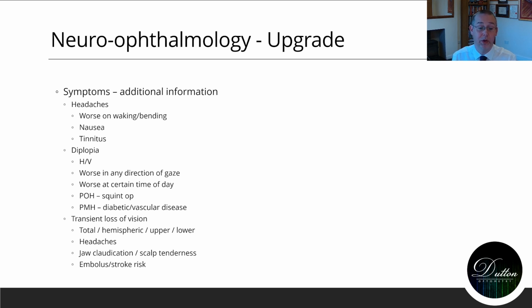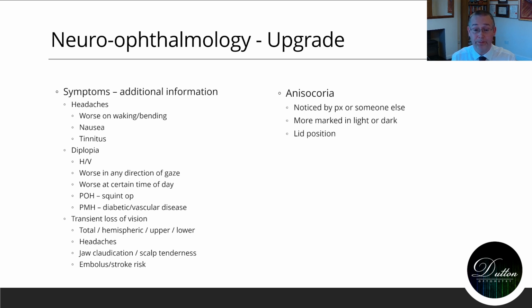And transient loss of vision, so which aspect of the vision is affected? Is it total visual loss, hemispheric, upper, lower? Any headaches associated with it? Jaw claudication and particularly scalp tenderness are really important to record to exclude giant cell arteritis. And other patients at an increased risk of embolus or stroke.